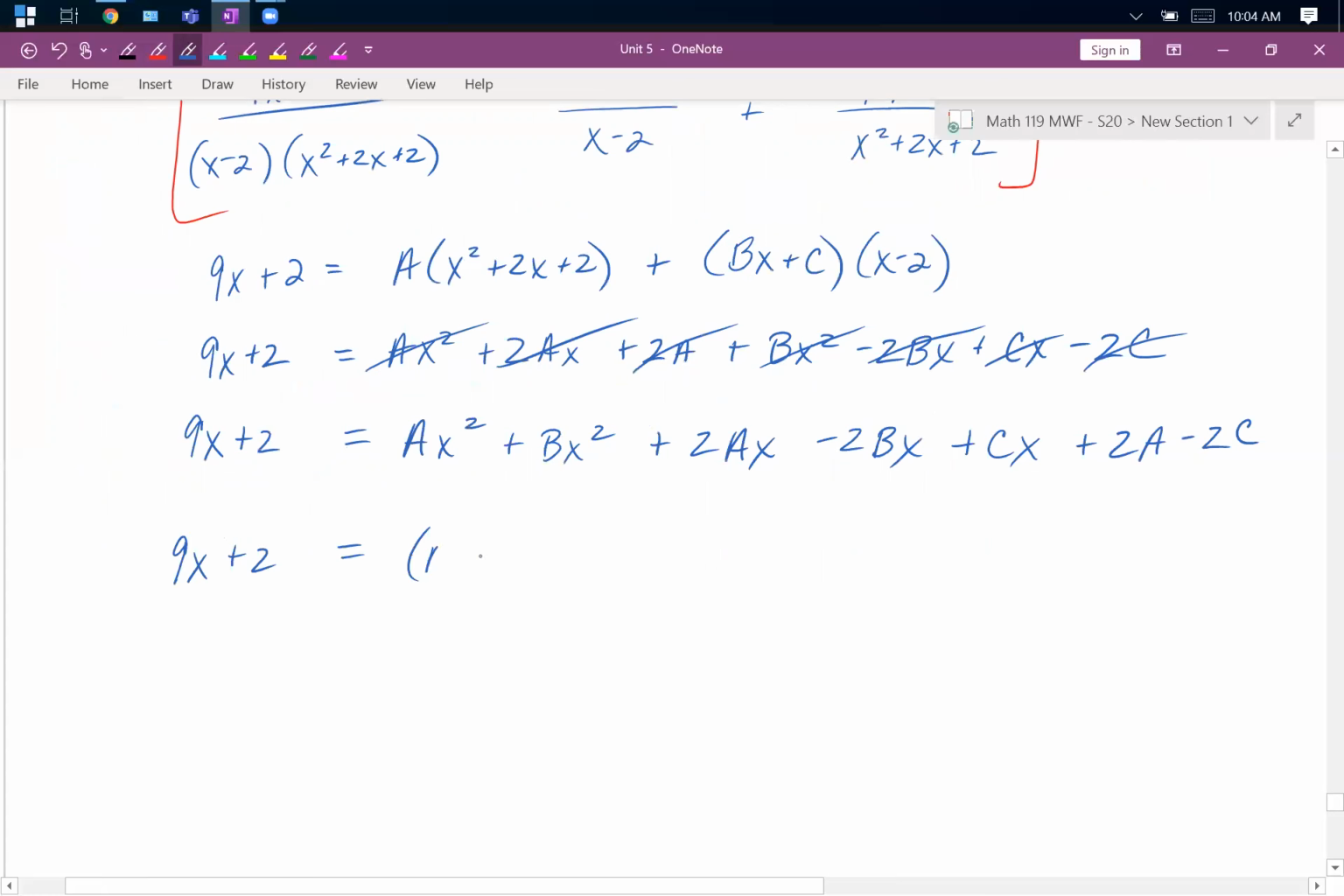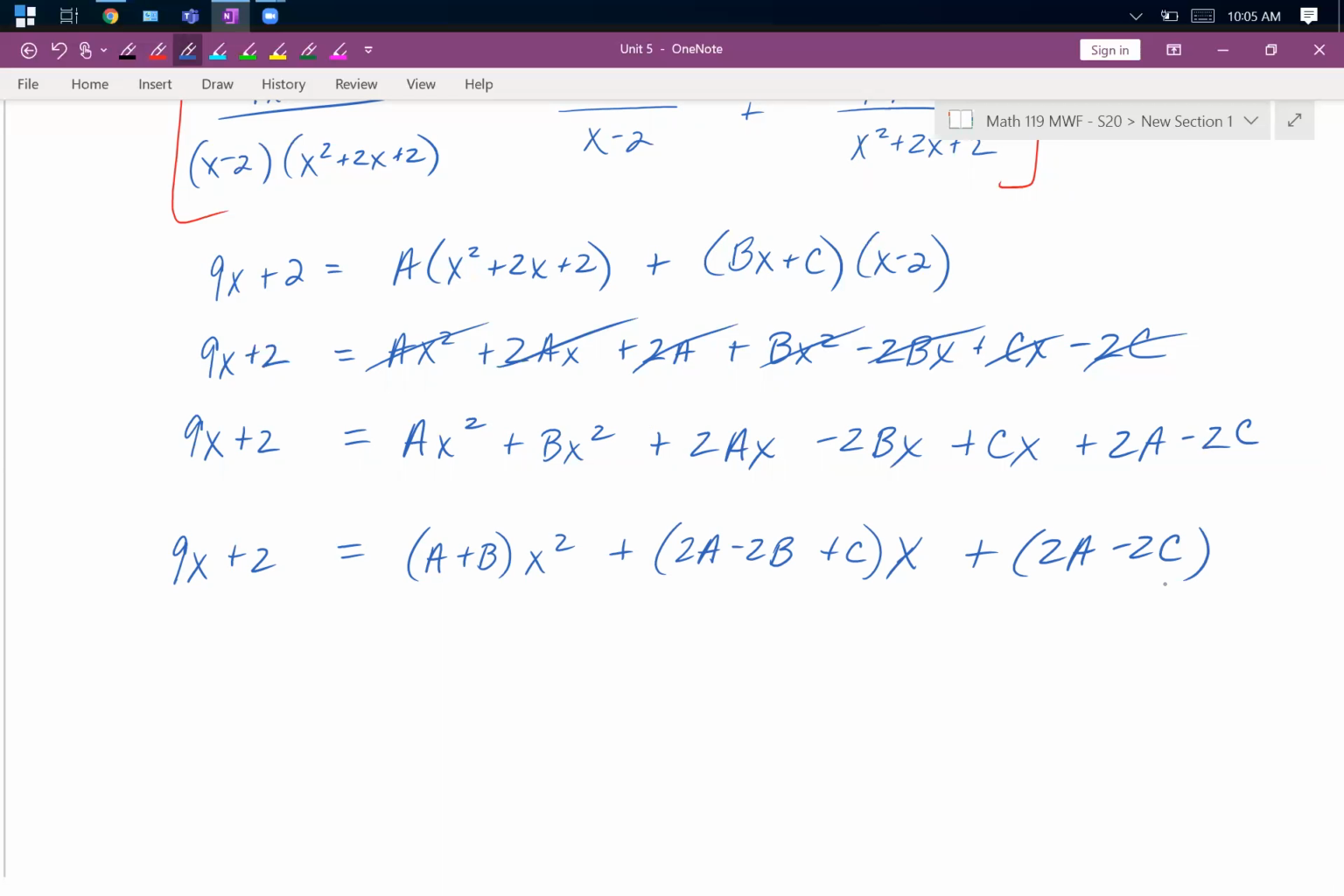So this is a plus b x squared, plus 2a minus 2b plus c times x. And then 2a minus 2c is our constant. Anybody any questions so far?